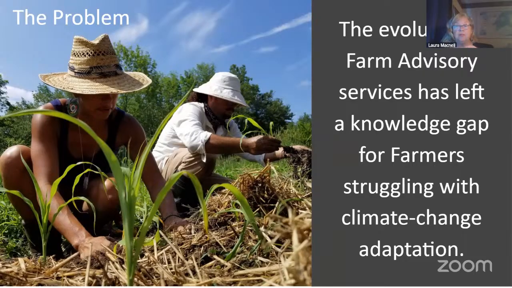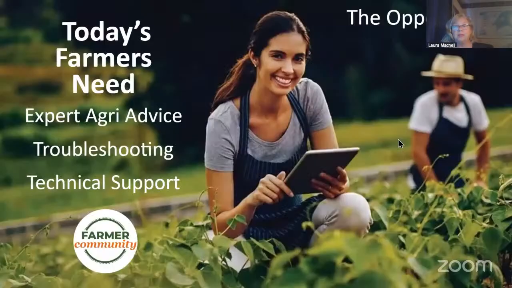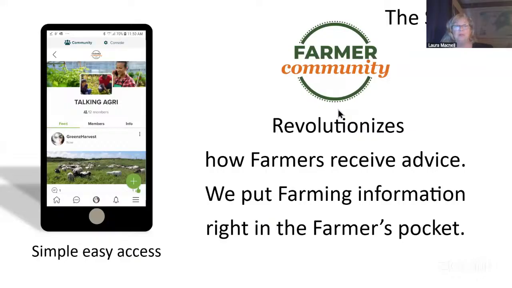The evolution of farm advisory services has been global, leaving an information gap just when farmers are struggling to adapt to increasing climate change. Today's farmers want direct access to research-based guidance for crops and livestock, on-farm troubleshooting, and support for new technology and innovation. So the Farmer Community app revolutionizes how farmers receive advice.